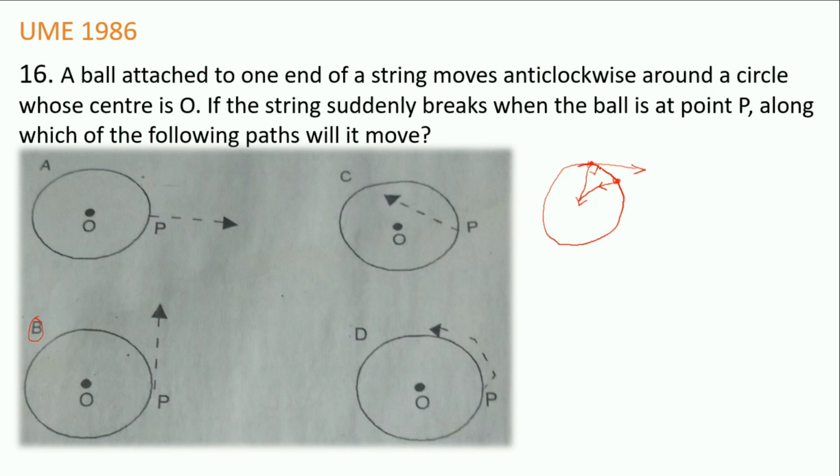So if this force is no longer there, what would you expect? You expect the body to obey Newton's first law of motion, which is going to act tangential to the direction of the circular path. So the correct answer is option B. Not this one, not this one, not this one. That is what's going to happen.